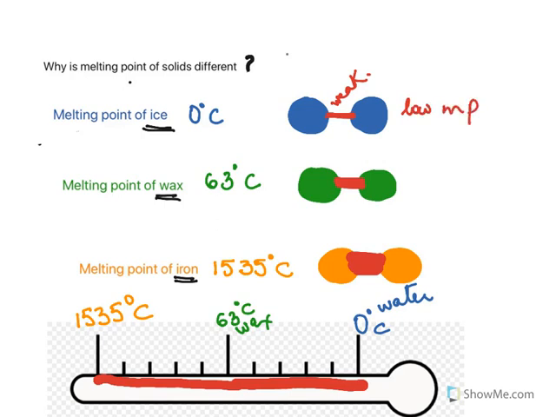In wax, the force of attraction here is a little higher. The force of attraction between the molecules is a little more, and hence we have a higher melting point. And when it comes to iron, the force of attraction is very large between the molecules, and so a large amount of heat, here see so much right from here, a large amount of heat has to be supplied so that the iron will melt.